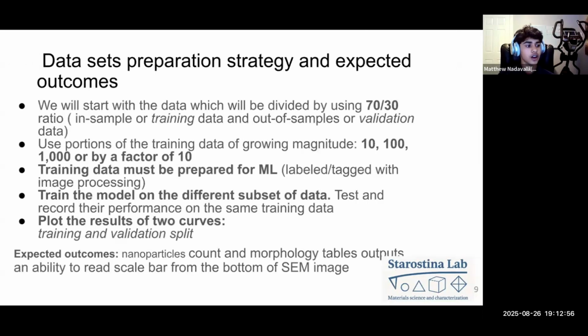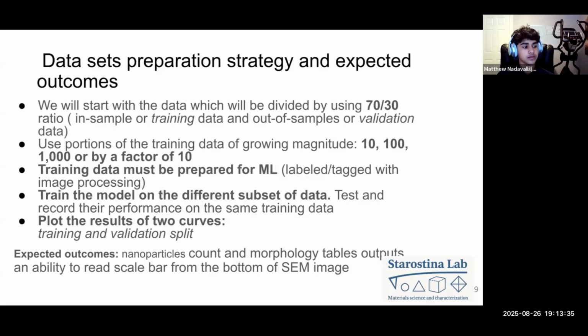Next slide, please. All right, so our data sets and our preparation strategy. To prepare our data sets, we plan by splitting the data using a 70-30 ratio, which is an industry standard, between in-sample training data and out-of-sample validation data. For the training set, we'll experiment with increasing proportion of data using a scaling factor of 10. We will label the training data using image processing techniques to enable machine learning. The model will be trained on different subsets of data, and we'll evaluate and record its performance using the same training data. Finally, we'll visualize the results through performance plots.